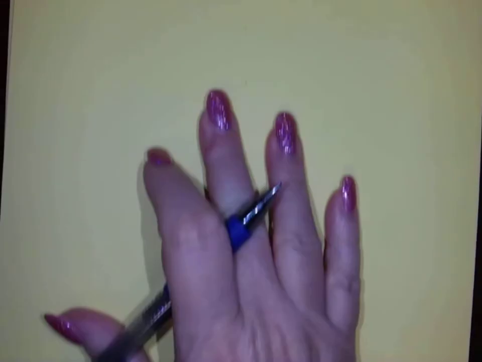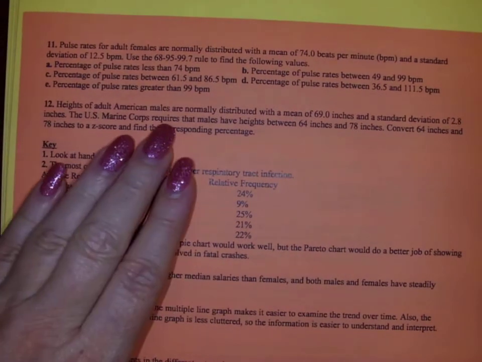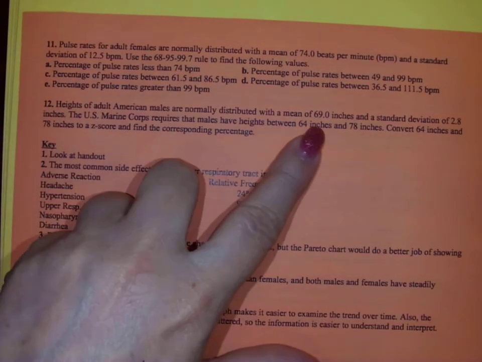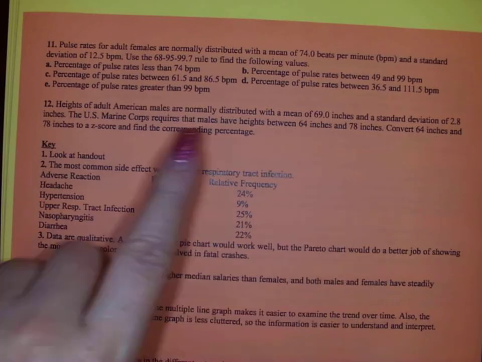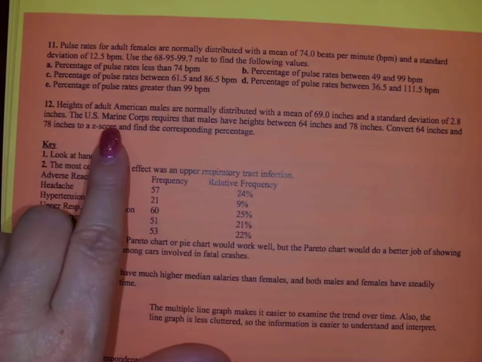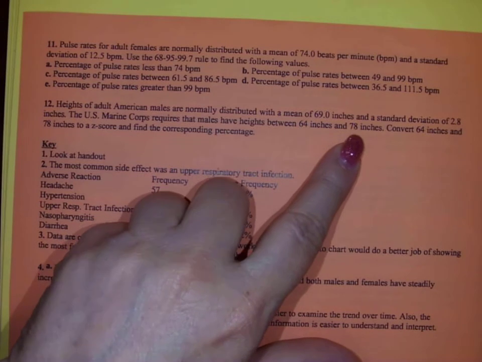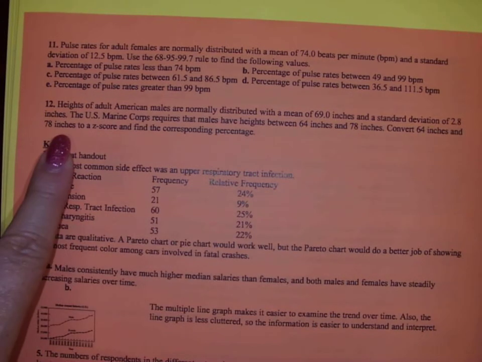All right, number 12 is our last problem. The heights of adult American males are normally distributed with a mean of 69 inches and a standard deviation of 2.8 inches. The U.S. Marine Corps requires that males have heights between 64 and 78 inches. Convert 64 inches and 78 inches to a z-score to find the corresponding percentage.